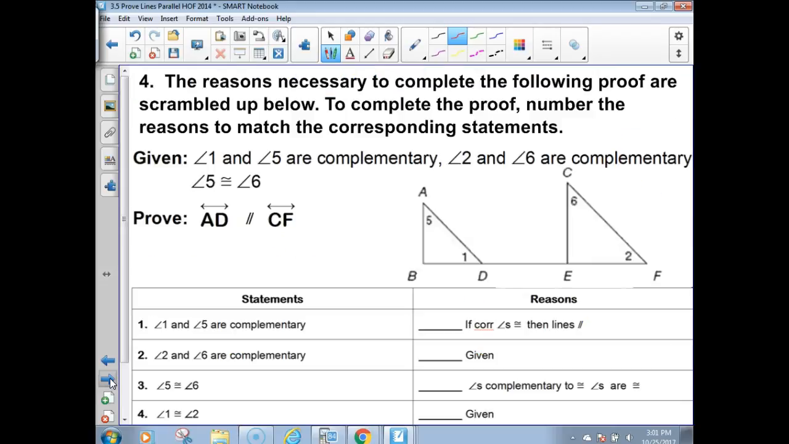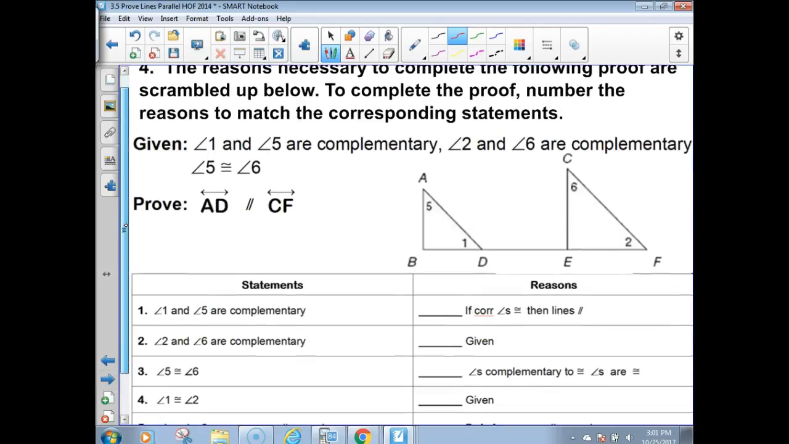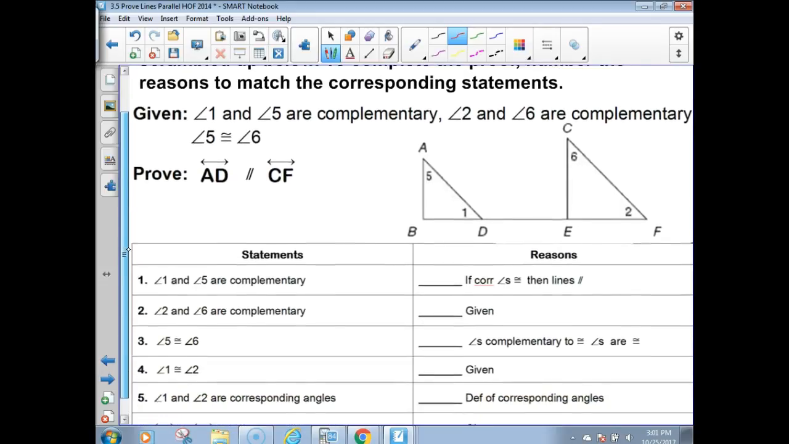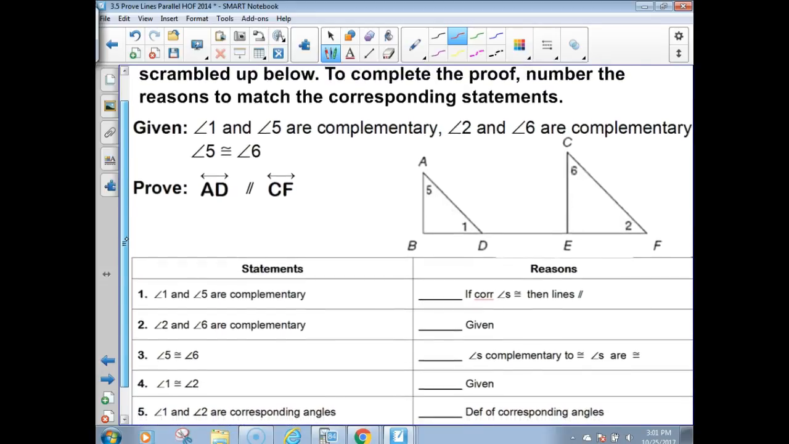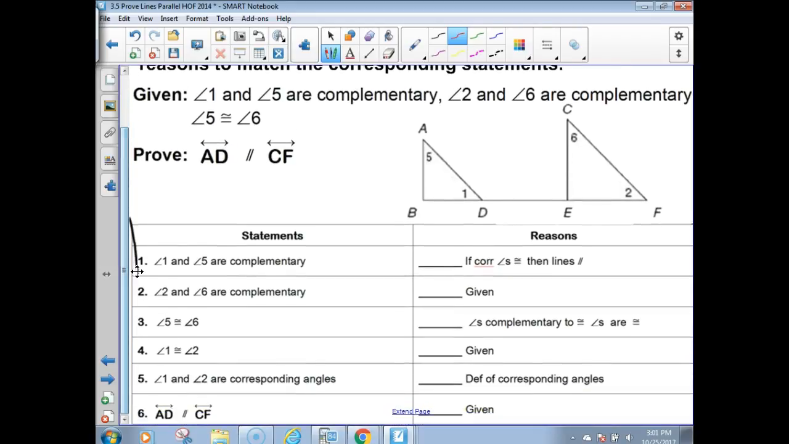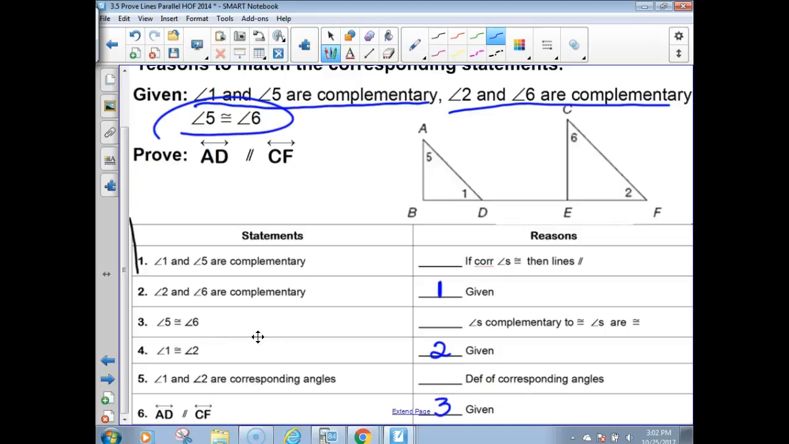Okay. So now this one's got the reasons scrambled up. We're going to complete the proof, number the reasons to match the statements. All right, so I'm just going to look at my proof as I go. I'm going to figure out angle 1 and 5 are complementary is a given. So I'll put a 1 in the first given. And the next thing says something about complementary. That's also been given. So 2 is the next given. And then angle 5 is congruent to angle 6 is also a given. So that'd be the third given.